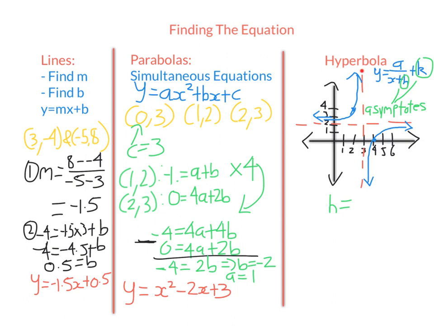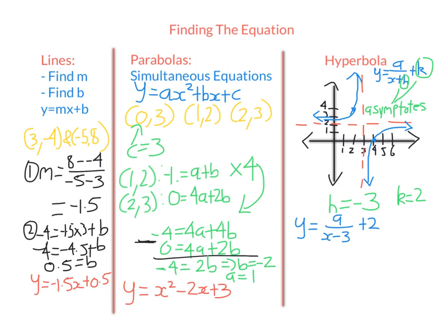So the vertical asymptote here is x equals 3, so that means h is minus 3. So for the vertical asymptote, h is always the opposite of that value. So for k, it works like you'd expect. The horizontal asymptote is 2, so k is equal to 2. So that's because we now have that the equation is y equals a over x minus 3 plus 2.